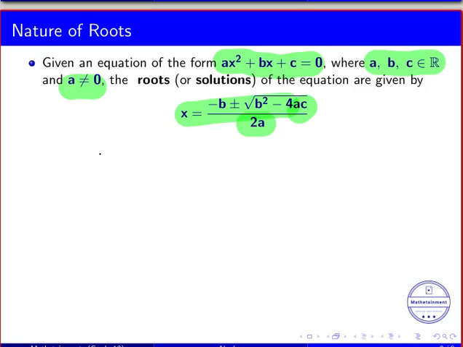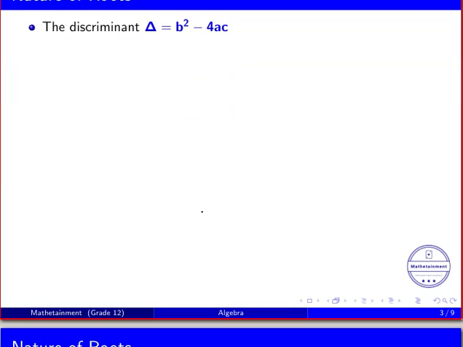That part under the square root therefore has a special name, and we call it the discriminant. It is denoted by the capital letter delta, which is given by b squared minus 4ac. The existence of our real roots depends entirely on this quantity under the square root, which we call the discriminant. So we have to respect this part under the square root.